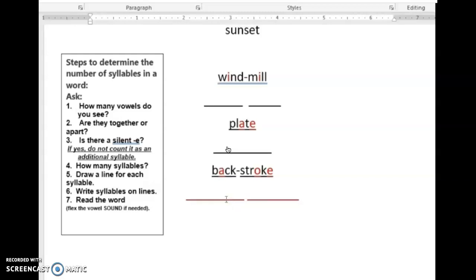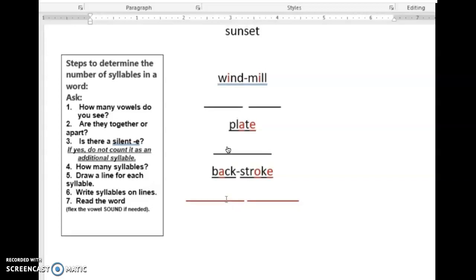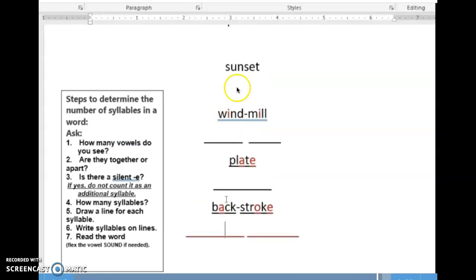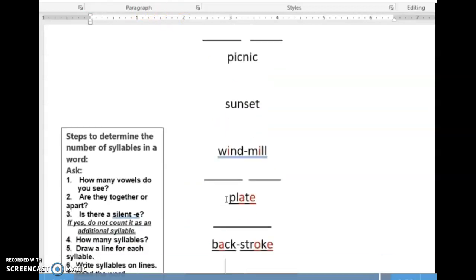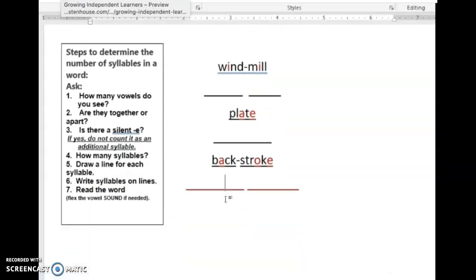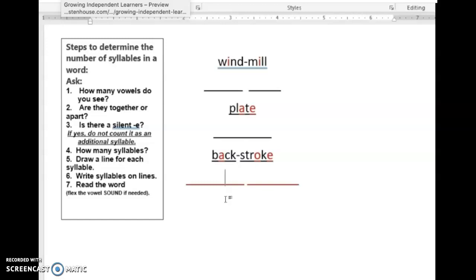So this is how we work with students to practice reading words that are larger than one syllable than they've been used to, and you can continue to support your child in this way as well.